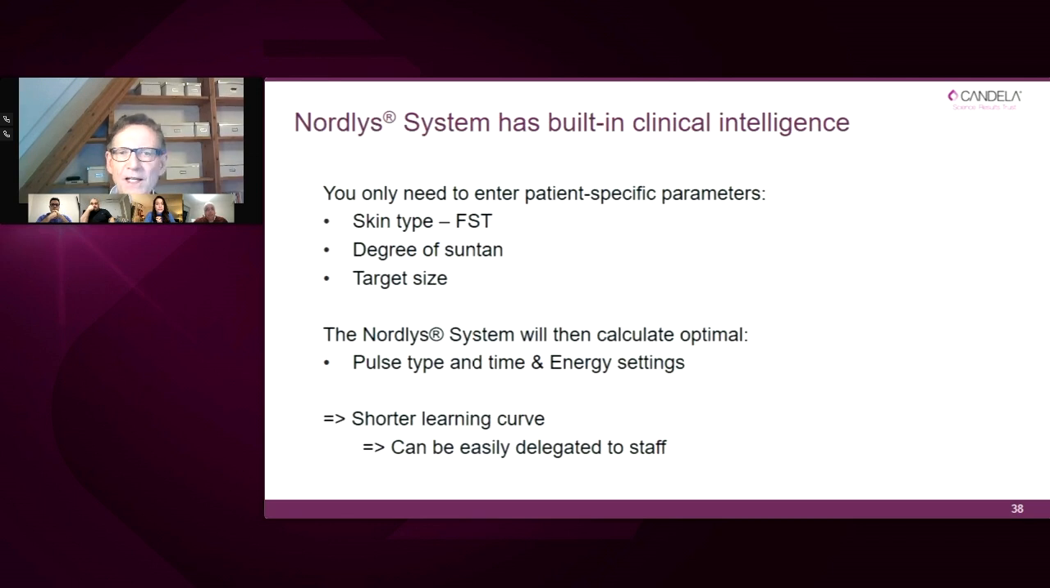It has a built-in clinical intelligence because we have worked a lot on finding the right settings. So you only need to use the screen to enter the skin type, the degree of suntan, and the target size that you are attacking. And then the Nautilus system will calculate the pulse time and energy settings, which means that there's a very short learning curve and you can easily delegate to your staff.